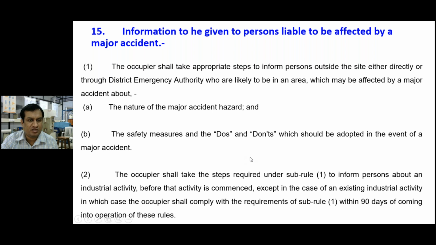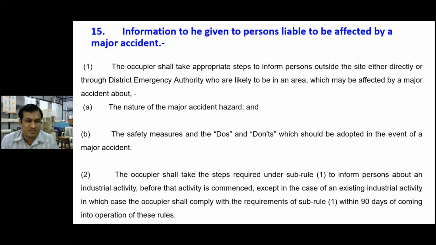So all this information should be given to the persons. What exactly is the nature of the major accident hazard? Whether it may be an explosion, a major fire, a major emission, a major leakage from the pipelines, a major fire or leakage from the isolated storage, or a highly reactive chemical reaction. So there may be different examples.